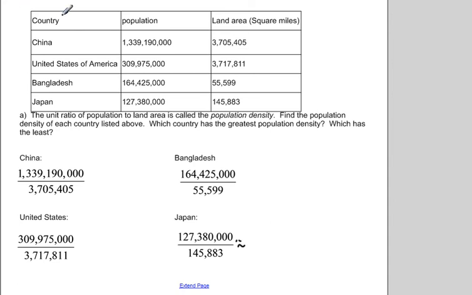In this problem, we're given information about 4 different countries in this table. We're given their population, and we're given their land area, and the land area is being given to us in square miles. And we're told that the unit ratio of population to land area is called the population density. We're being asked to find the population density for each country listed above, and then which country has the greatest population density and which has the least.